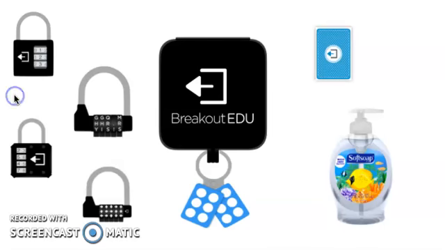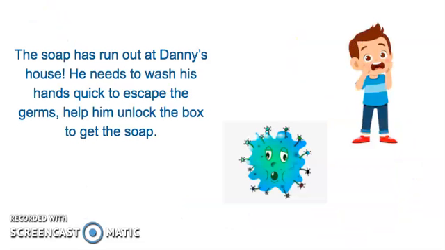activity. For this particular breakout room, you're going to need the 3-digit lock code, the 4-digit lock code, the letter lock code, and the arrow lock code. And what you're going to want to do is place all of these onto the large breakout box. And inside the large breakout box, you're going to want to include the reflection cards and then also a bottle of soap. This is the story that your students will be focusing on.